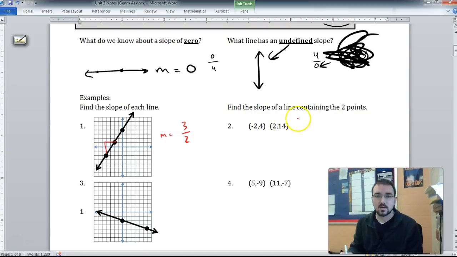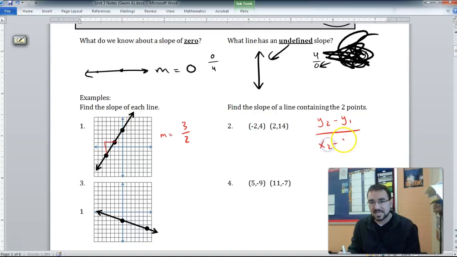Find the slope of a line containing the 2 points. So I have this point here and this point here. We're going to use our y2 minus y1 over x2 minus x1. Okay, let's plug these things in. Side question, does it matter which one is 1 and which one's 2? No, it does not. It is a-okay to use either one. You'll still get the same solution as long as you go one direction, not the band.